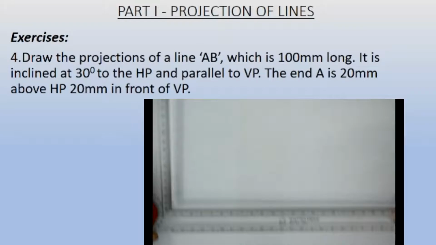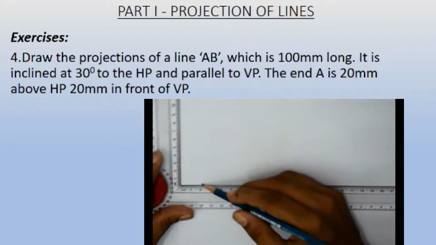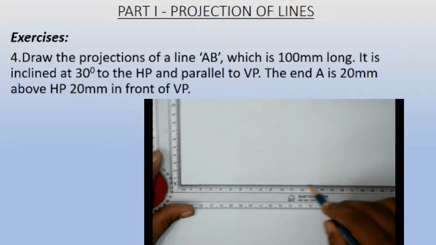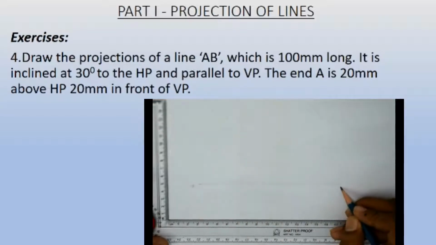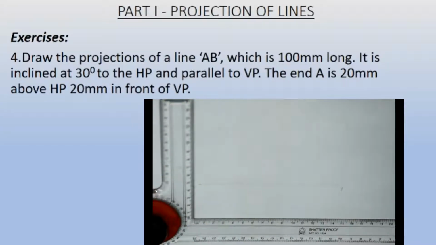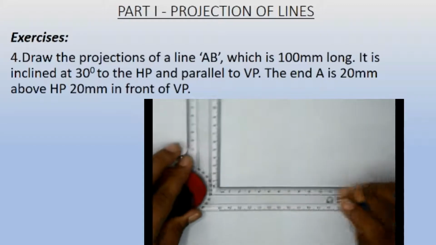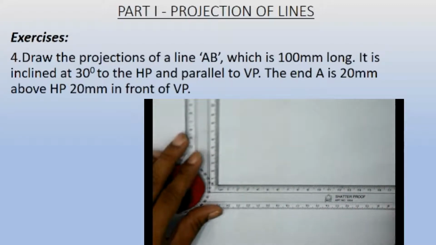So again, I will start with the XY line here. So this is your XY line. But here the angle is given with respect to the HP. Even then we will first assume that it is parallel to HP, as we did in projection of solid questions, the same thing. And the distance is the near end, that is A, is 20 mm over HP.